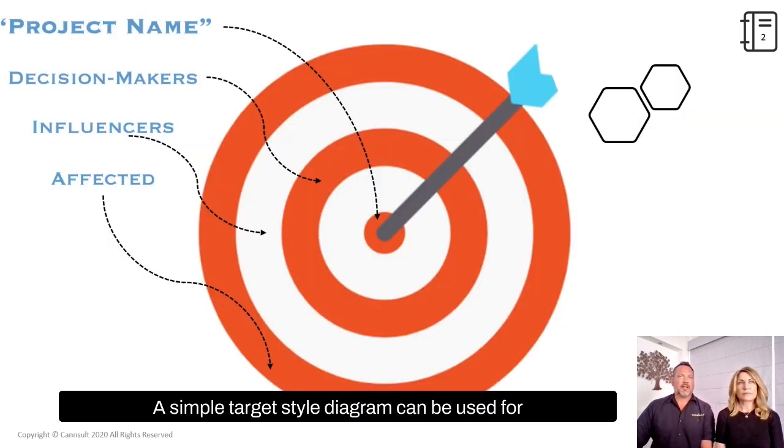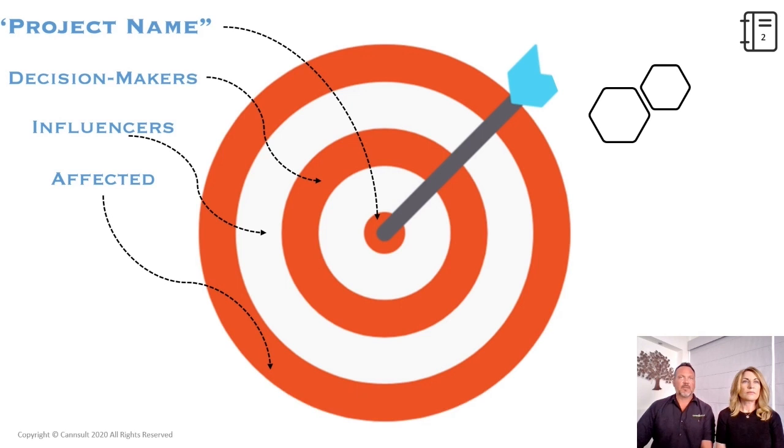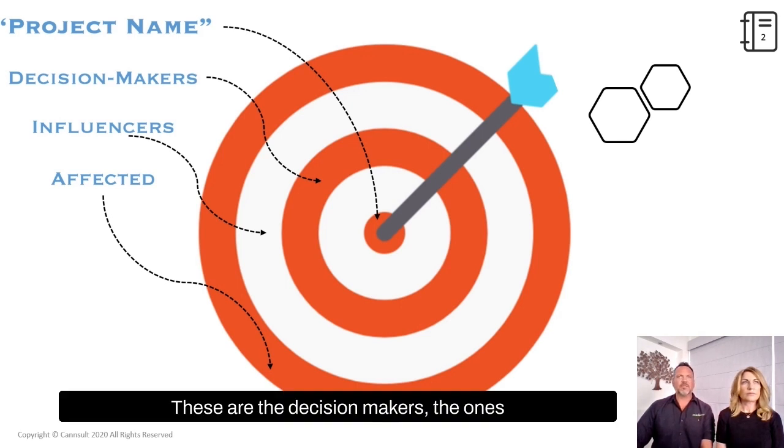A simple target style diagram can be used for the team to initially identify who the stakeholders are for this project. The short project name goes in the center of the target. The ring closest to the center is where we capture those stakeholders or stakeholder groups who are closest to the project. These are the decision makers, the ones who can make or break the project. These are usually leaders in the organization or internal customers. To clarify a couple common mistakes, end customers are never considered stakeholders. Customers are much bigger than a stakeholder.